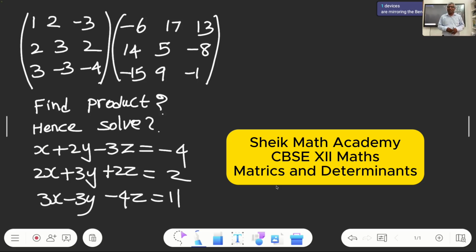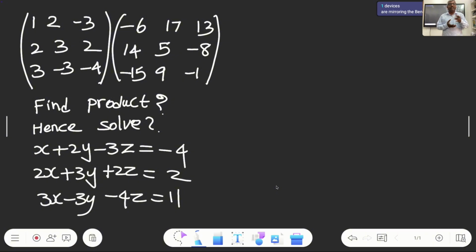In this lesson, we are going to see CBSE Grade 12 Maths, finding the product of matrices through which we are going to solve the equation. This is a bit interesting question because generally what we will do is find the inverse of one matrix through which we are going to solve the equation. But here they are giving another matrix.